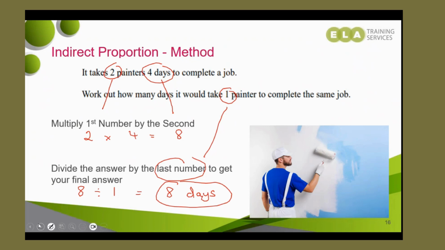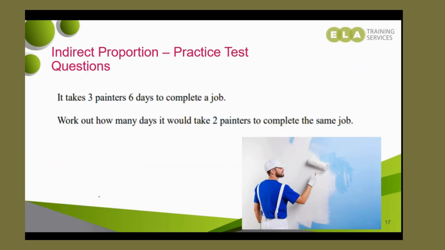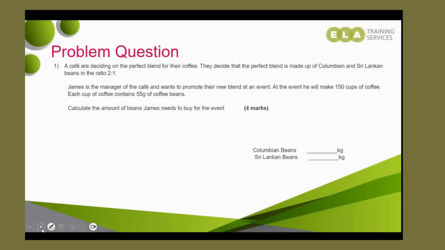Okay, let's now have a look at an example question. It takes 3 painters 6 days to complete a job. How many days would it take 2 painters? So our first step, we do 3 times 6, which is 18. And then we do 18 divided by our last number, 18 divided by 2. And our answer is 9 days. And we have now done inverse proportion, the simplest of all of them, and one of my favourite, because it's got a nice, super easy method.